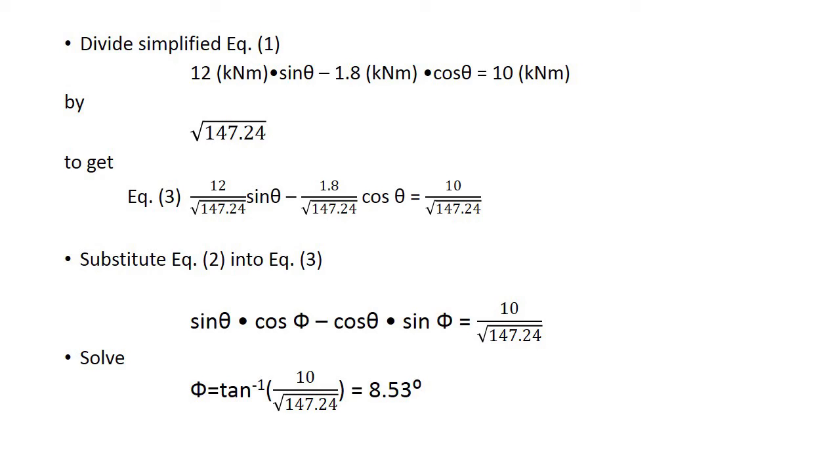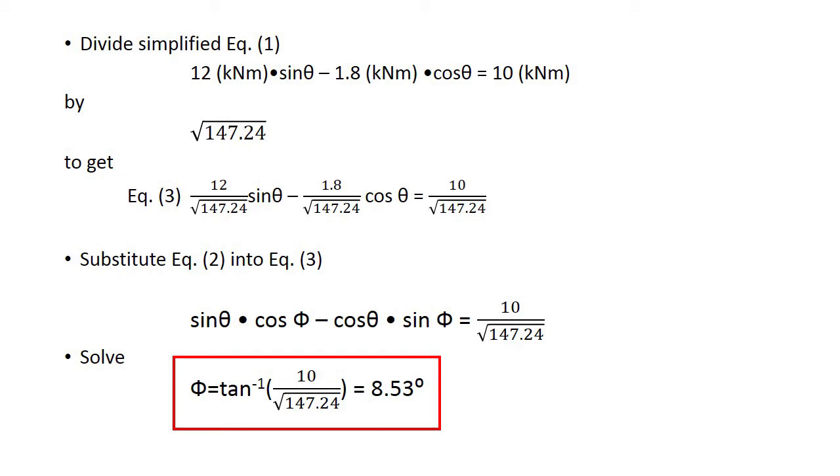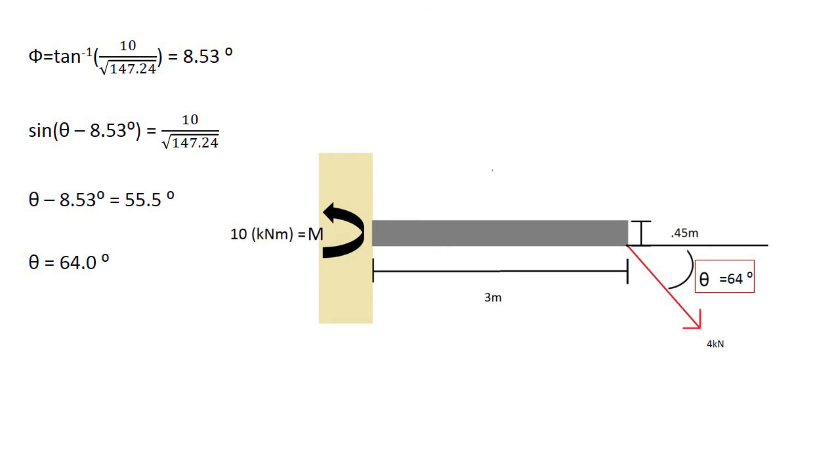We can simplify this equation by substituting equation 2 into this new equation to get values in the form of phi and theta. We then realize from geometry that phi is equal to the inverse tangent of 1.8 divided by 12, or 8.53 degrees, and input this as phi. By simplifying the equation and isolating the variable, we get that theta is equal to 64 degrees.